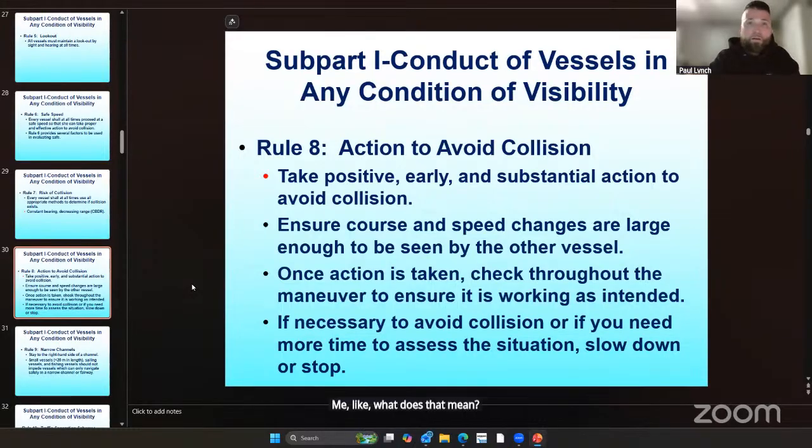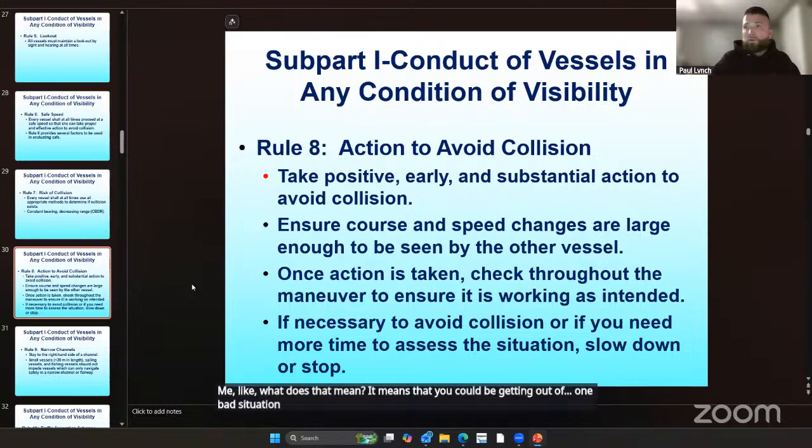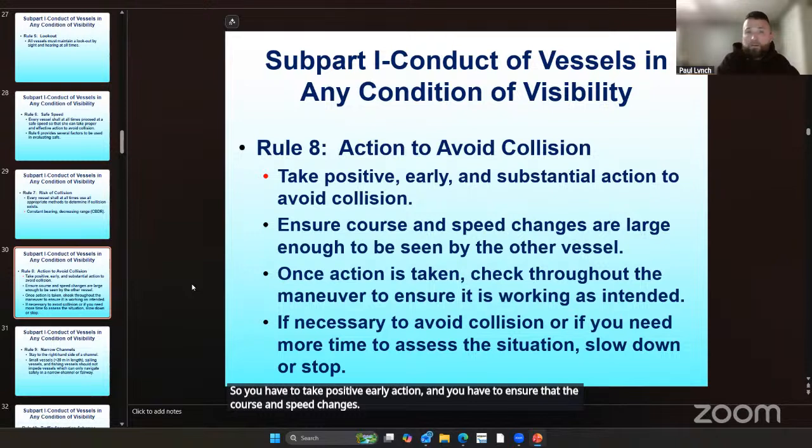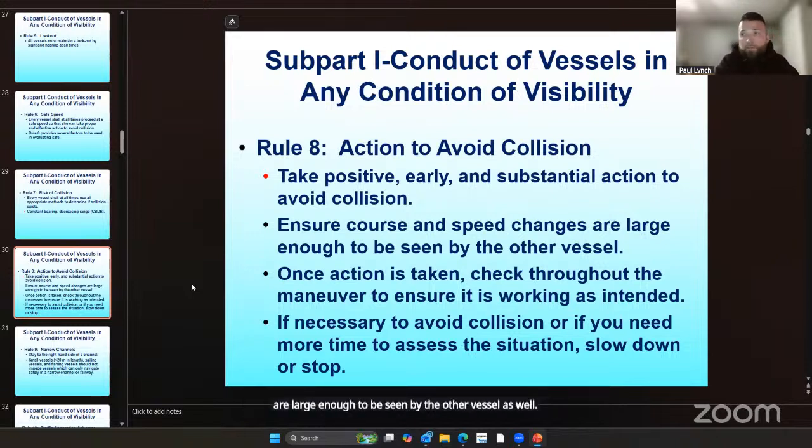It means that you could be getting out of one bad situation, but if you don't make a positive course change and you don't make a large course change, you could put yourself into another risk of collision, trying to avoid another one. So you have to take positive early action and ensure that the course and speed changes are large enough to be seen by the other vessel as well. And you don't put yourself into another dangerous situation, especially with all the weekend warriors. The weekends are crazy.